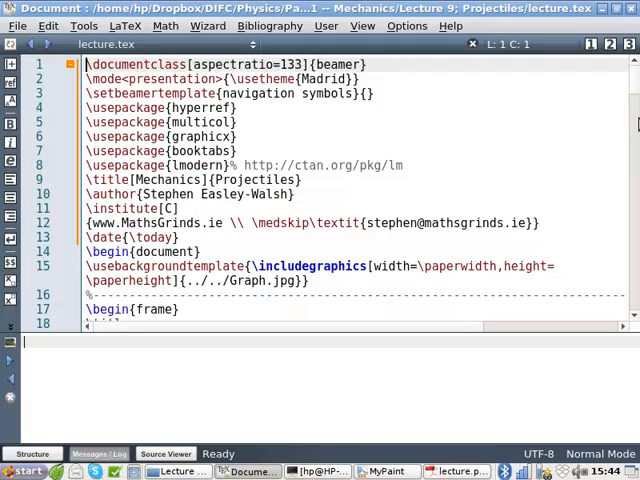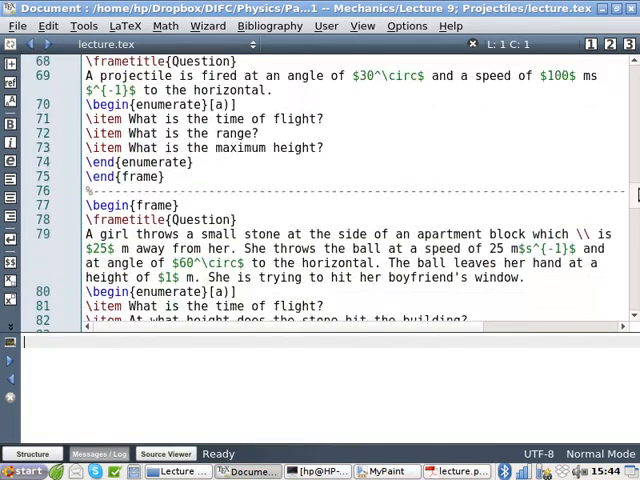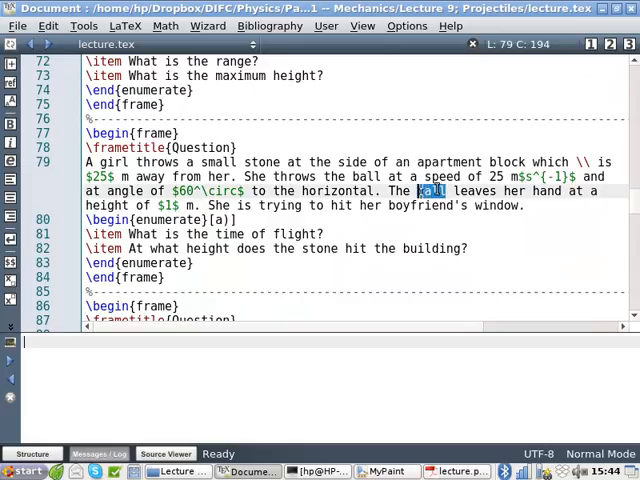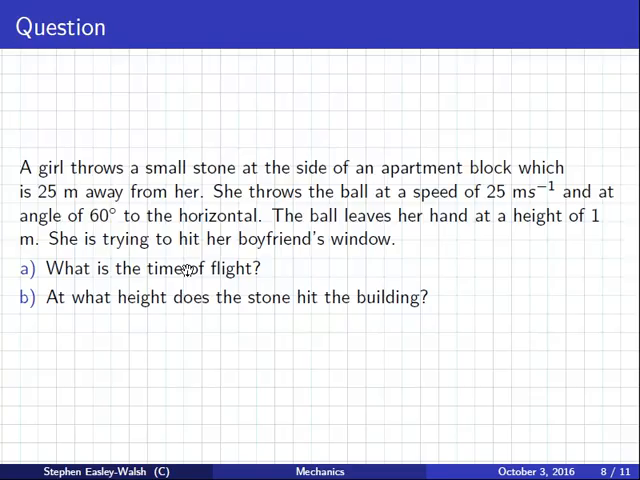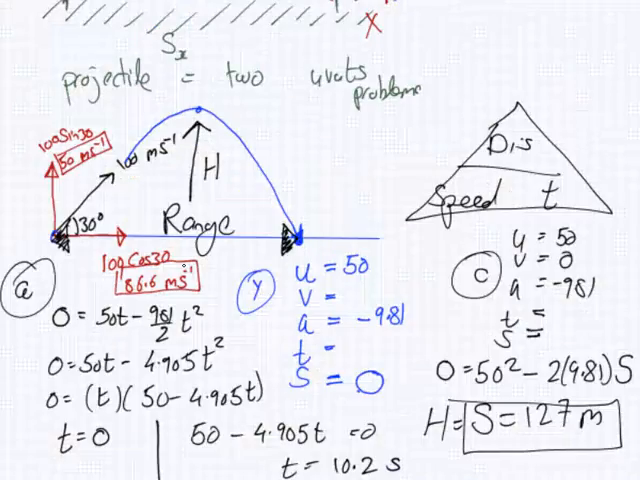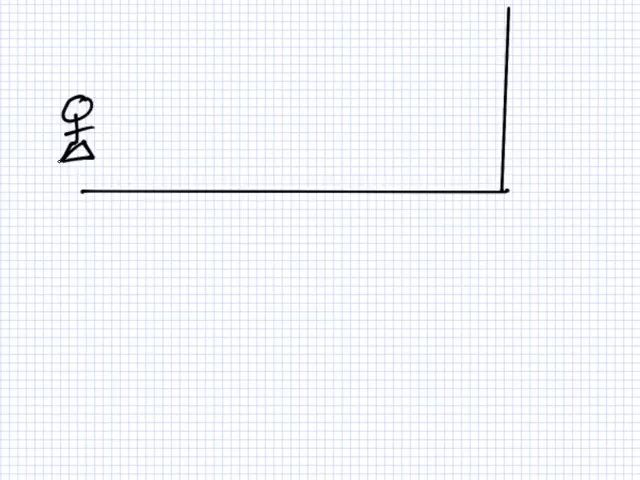Right, let's have a look at this. 25 away. Okay, so let's try and draw this. So what we have here, what's the speed of the stone at the beginning? 25. And the angle? 60. So this is 25 meters per second, and the angle here is 60.